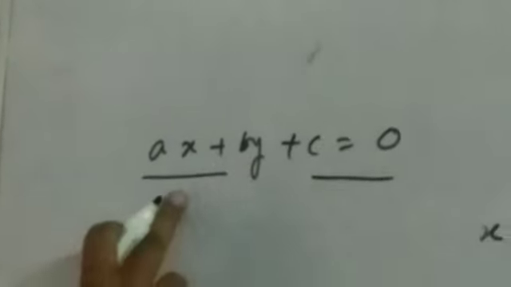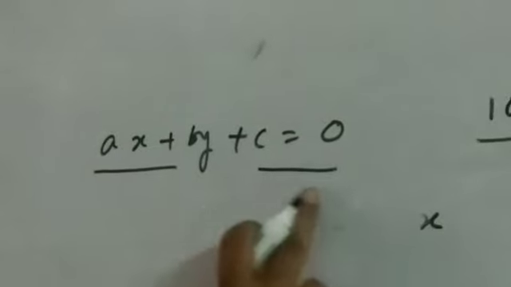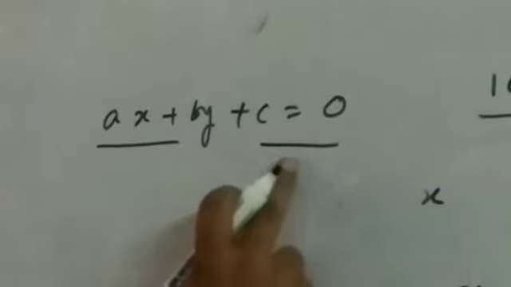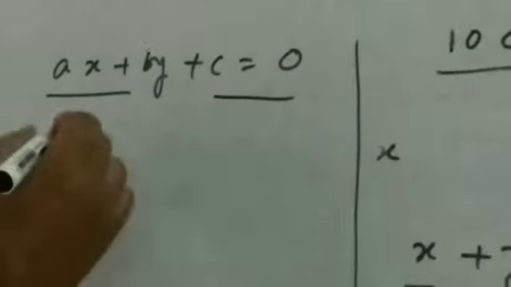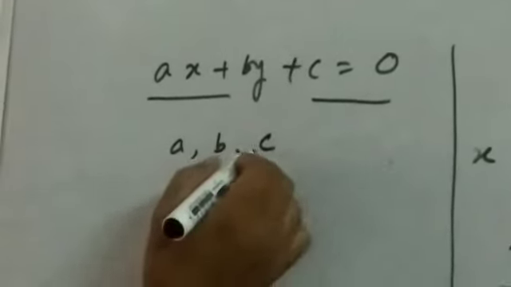So you see that if an equation we can put in the form ax plus by plus c is equal to 0, then this is called a linear equation in two variables. Ax plus by plus c is equal to 0. This is also called the general or standard form of linear equation in two variables, where a, b and c are real numbers.